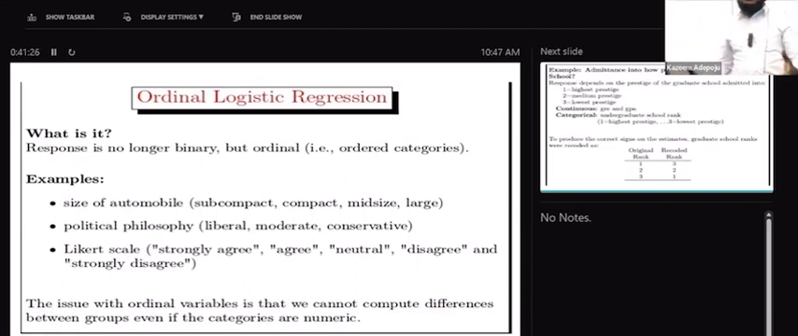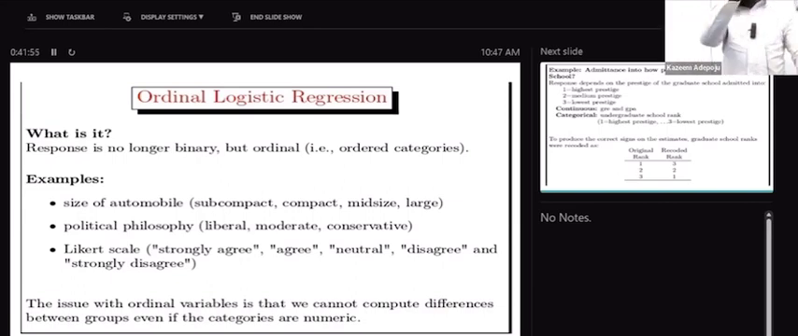For instance, take a look at the example, size of automobile: subcompact, compact, mid-size, large. That is ordered, right? Maybe from the smallest to the largest, right? That's an example. What if my response variable is categorical and the number of levels is more than two, but they are also ordered? When they are ordered, we're going to use ordinal logistic.